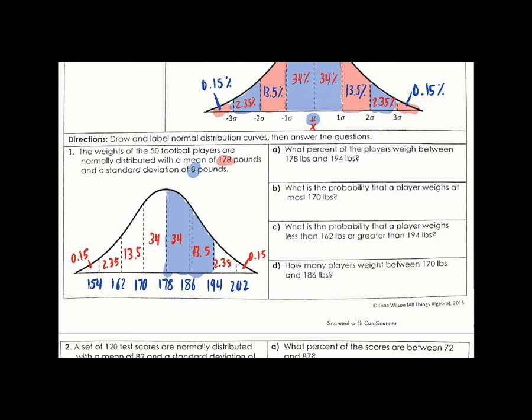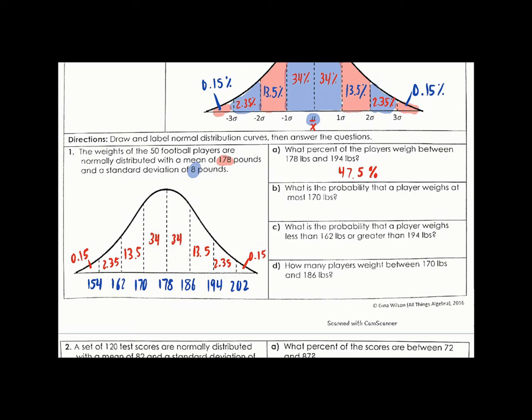Well, it includes 1 standard deviation, 2 standard deviations to the right. It includes 34 plus 13.5. Well, what is 34 plus 13.5? That's 47.5. So 47.5% of players are out there between 178 and 194. What's the next one say?